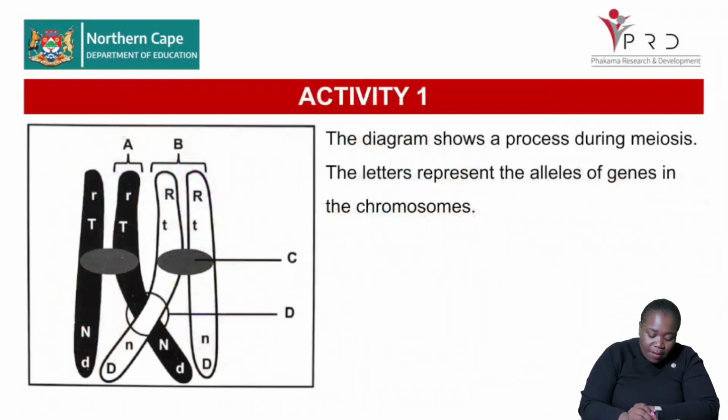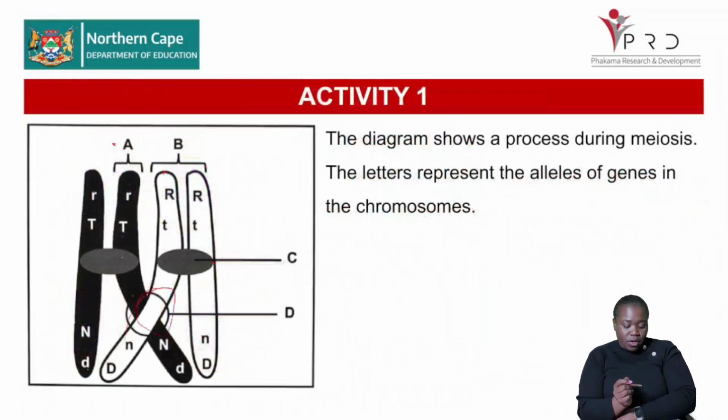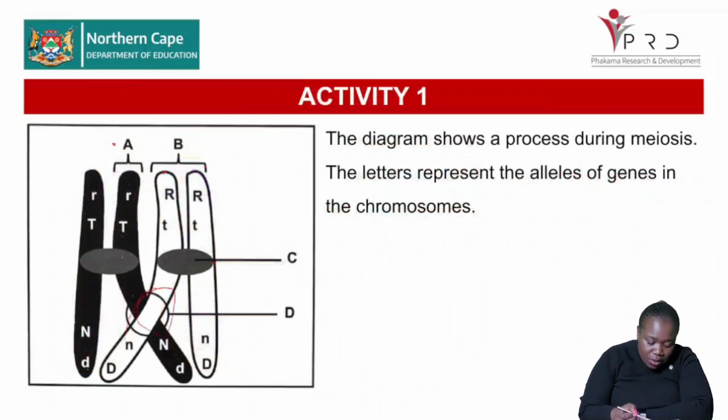So we have here part A, chromatid, B, a chromosome, and then C, the centromere, and then D is chiasma, right? And then as you can see here, we have R, T and D, the way it is represented here, and then the same applies here. And then on here we have capital R, small t, capital N, small n and capital D.